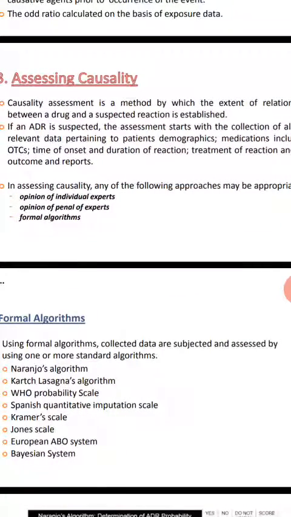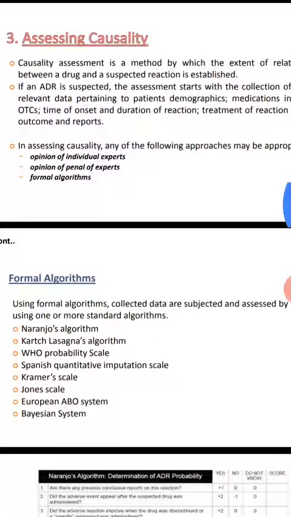Patient details, demographic details, other OTC drugs, onset of ADR, when it started. You have to collect all the information, and based upon that information you have to assess the causality. Causality means there is a relationship between the drug and the effect. By the following approaches, one approach is the opinion of individual experts.